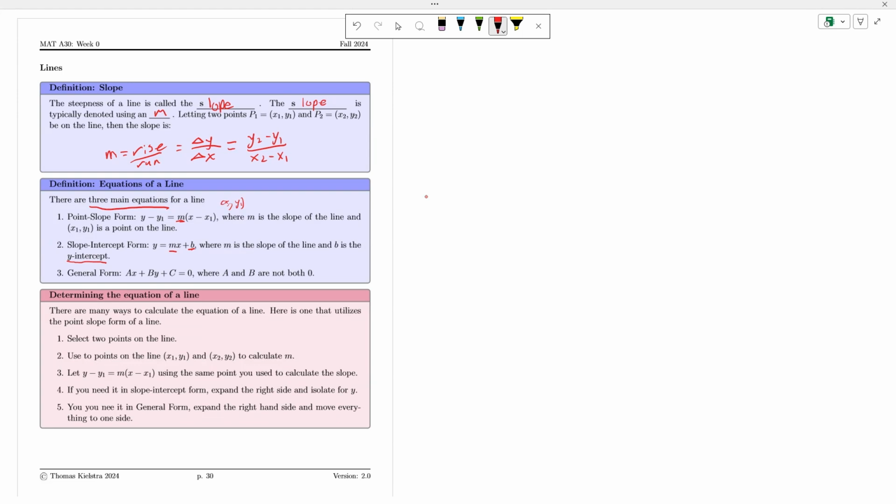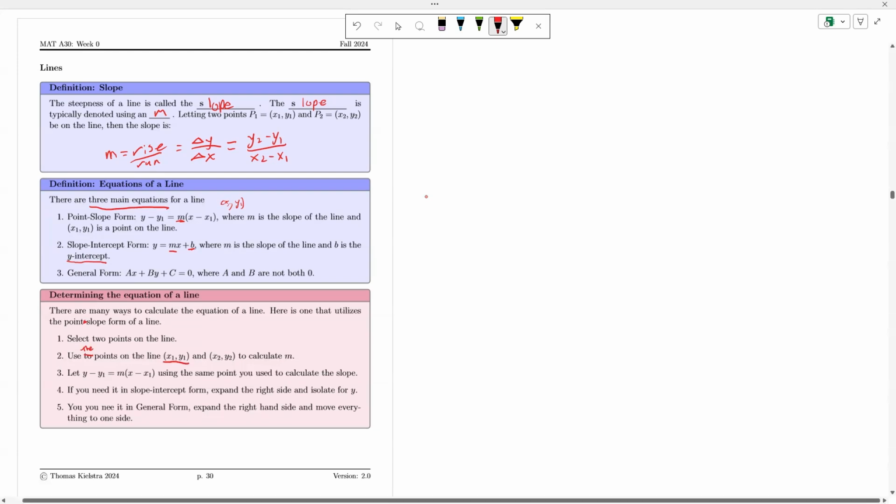There are many ways in which we can calculate a line. Here's one that utilizes the point slope form of a line. When calculating the equation of a line, you select 2 points. We use the points on the line x1, y1, and x2, y2 to calculate m. Then we let y minus y1 equal m times x minus x1, using the same point we use to calculate the slope. We use the same point.